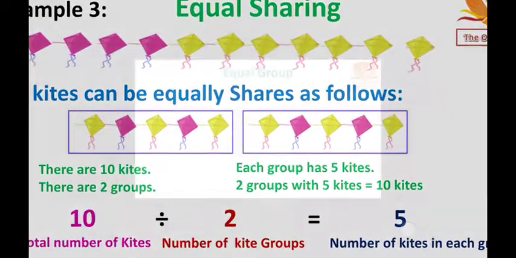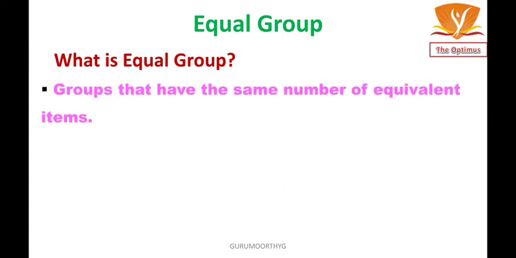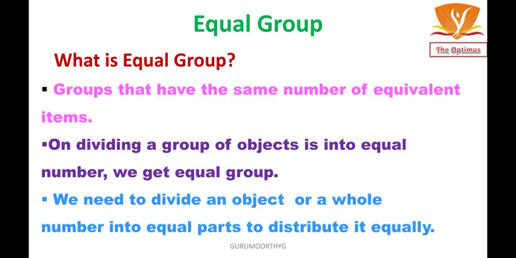Next topic is equal grouping. What is meant by equal group? Yes, groups that have the same number of equivalent items. On dividing a group of objects into equal numbers, we get equal groups. We need to divide an object or whole number into equal parts and distribute equally.